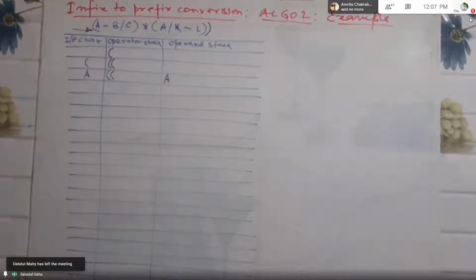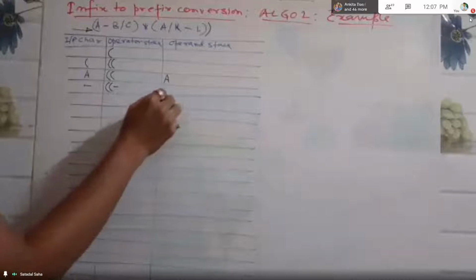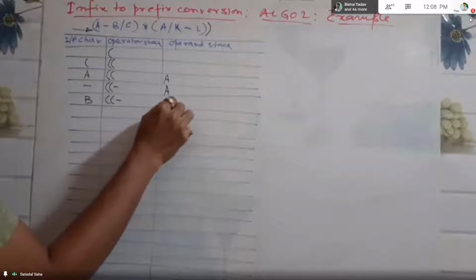Next is the minus sign. So this minus is an operator, so it will be put in the operator stack. Operand stack will be as it is. Next is the character B. So B is scanned, and B is an operand, so it will be put in the operand stack. Next character is division. So this is the division, it will be put in the operator stack, and operand stack will be as it is. Next character is C. This one C. So C is an operand, so it will be put in the operand stack.